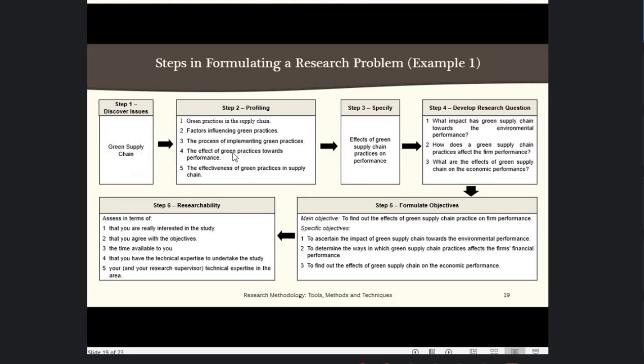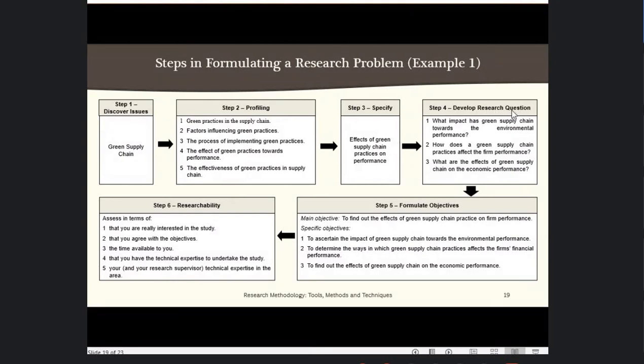Another tip on how we can do profiling: you go to Google Scholar, type in green supply chain, and it will give you the list of previous studies on green supply chains. Then you know what areas people do research on, and you can profile your issues. After that, from the many profiles there, you specify which area you are interested in.